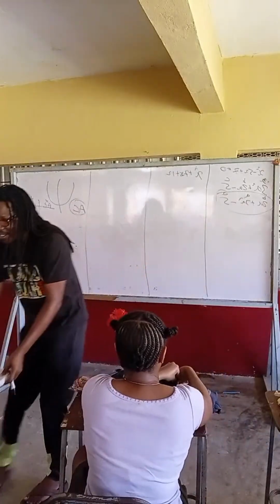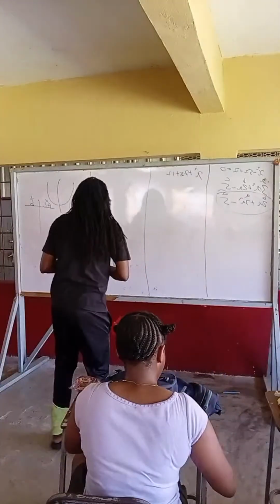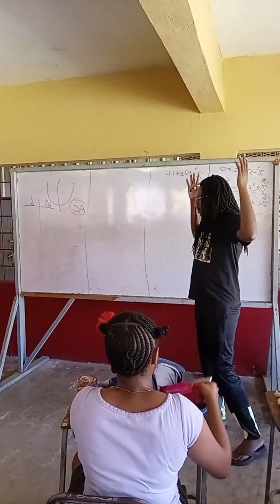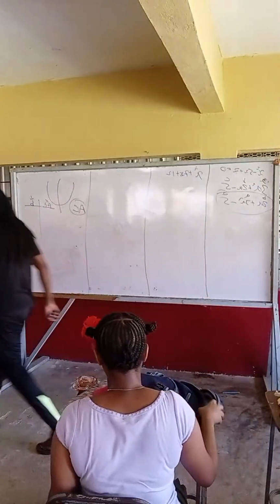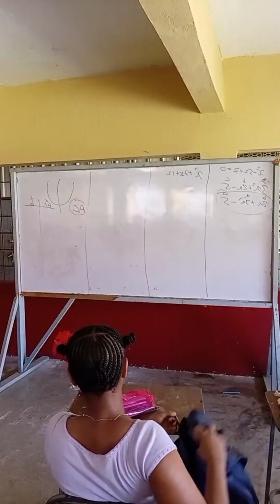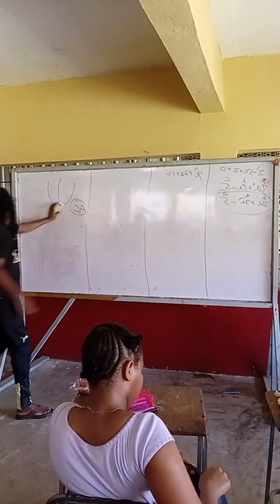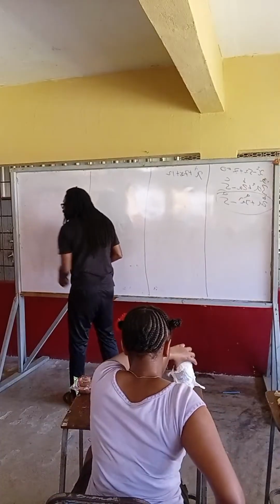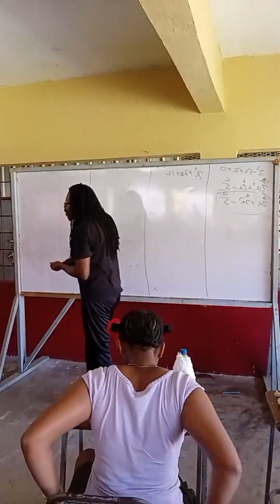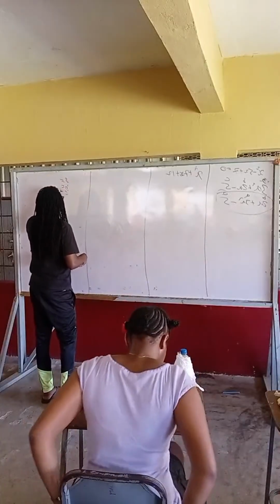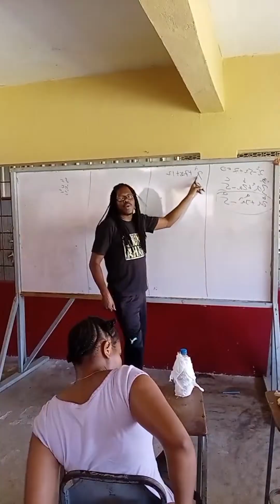Now, the first thing you're going to do is go over to your rough work. Please accept the importance of your rough work. We're going to write what A equals, B equals, C equals. So what does A equal?